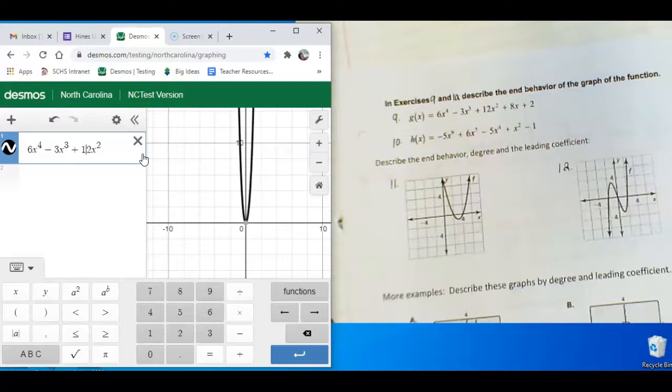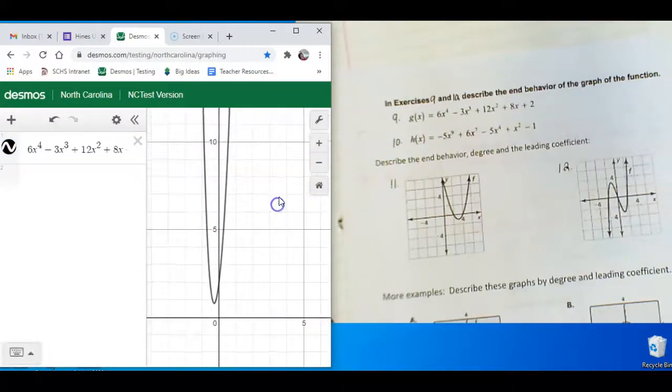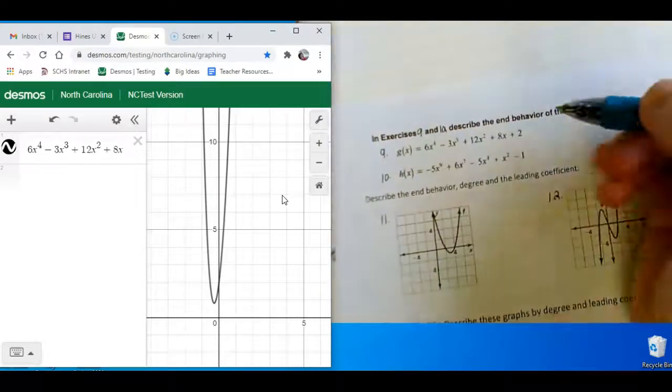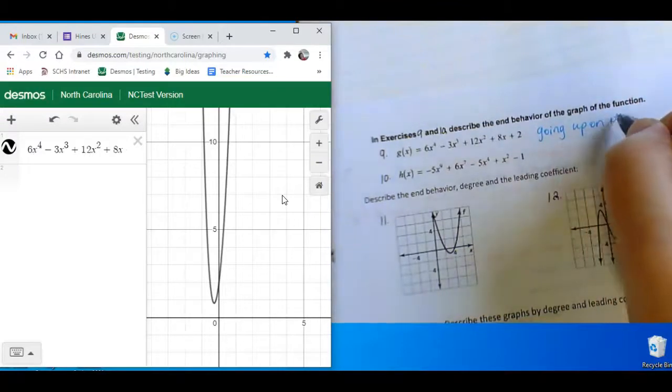I'm using the Shift 6 button to get those powers up there. But you can use this one right here that says a to the b. That will make those powers work for you. Alright, and so there's the graph. It doesn't look really strange. It kind of looks like a parabola. On the ends, which means like the top or the bottom, it's going up, right? The ends are going up. So one way to describe it is going up on both ends.